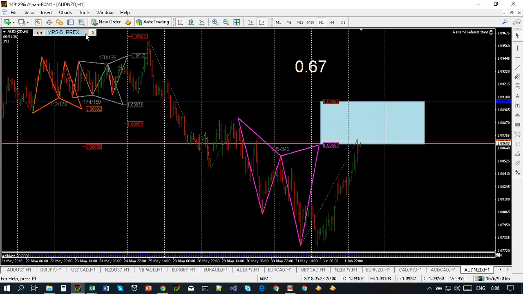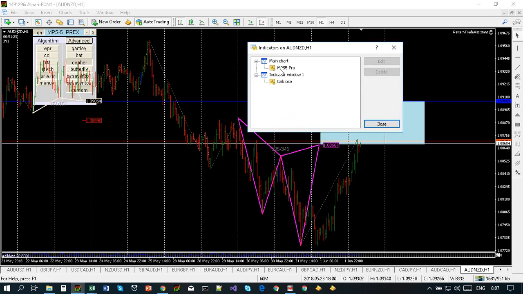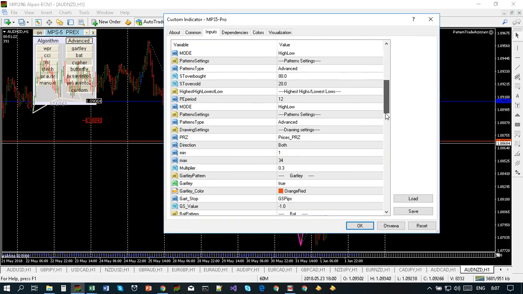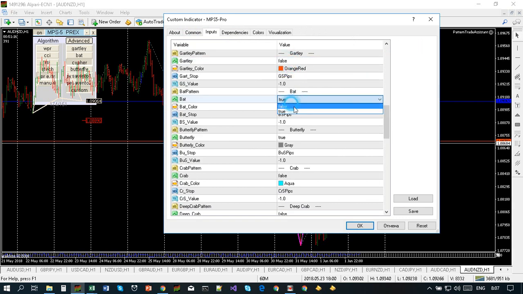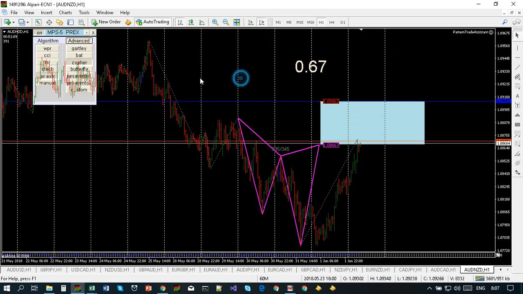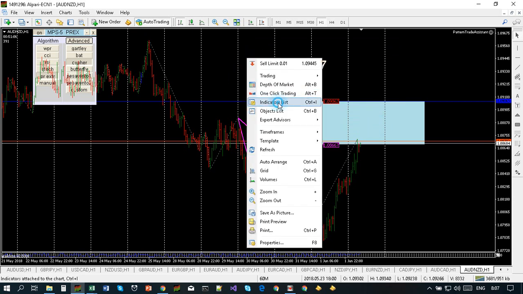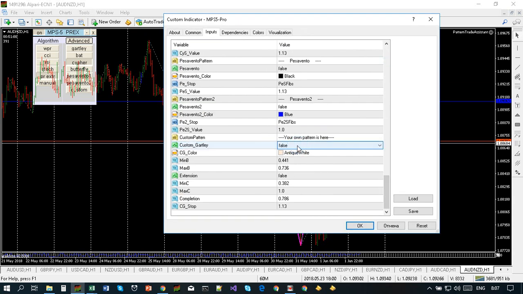Every time I change the settings, you see, because my Gartley and Bat were true in settings, they are transmitted to my graphic panel as well. So if I wish to switch them off, I need to switch them off in the settings as well. So I need to go here and switch them off. Next time, if I don't use them, I won't have them. Okay, close it. And I need to have the custom pattern. This one. True.